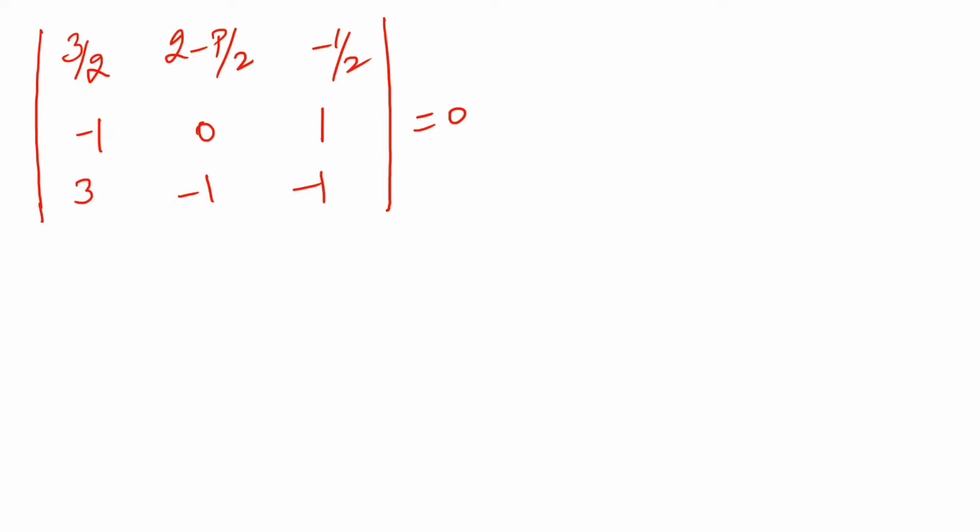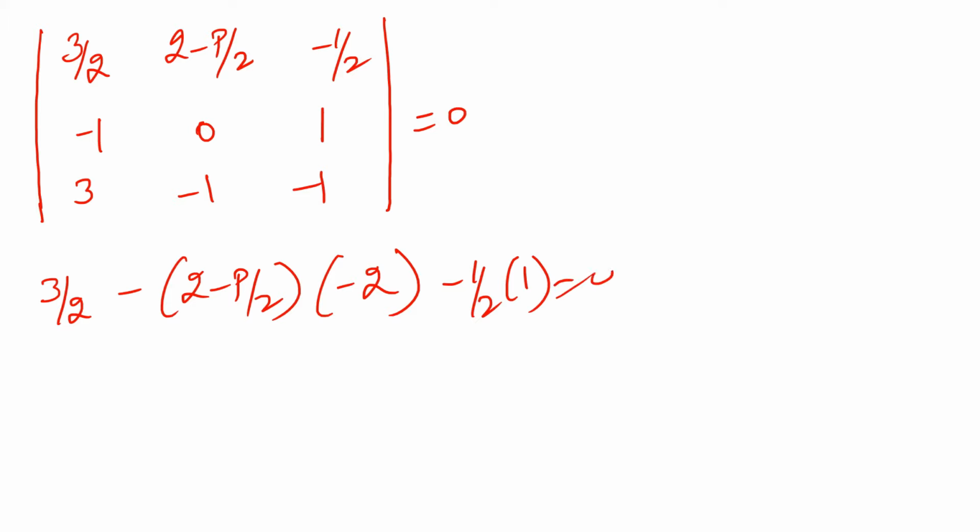Now let us solve it. We'll be getting 3 by 2 minus 2 minus P by 2 into minus 2. I am just expanding it along the first row. Then minus half into 1 equal to 0. So from here we'll be getting how much? It is going to be 1 plus 4 minus P equal to 0, or P will be equal to just 5, right?